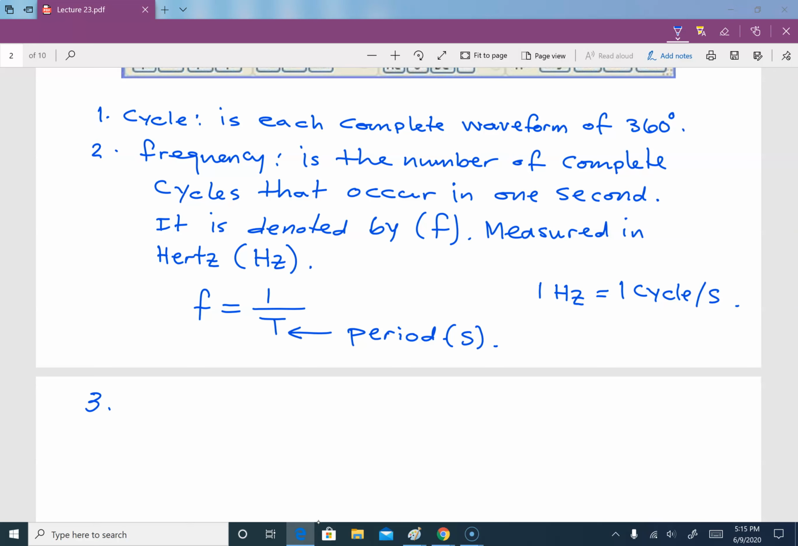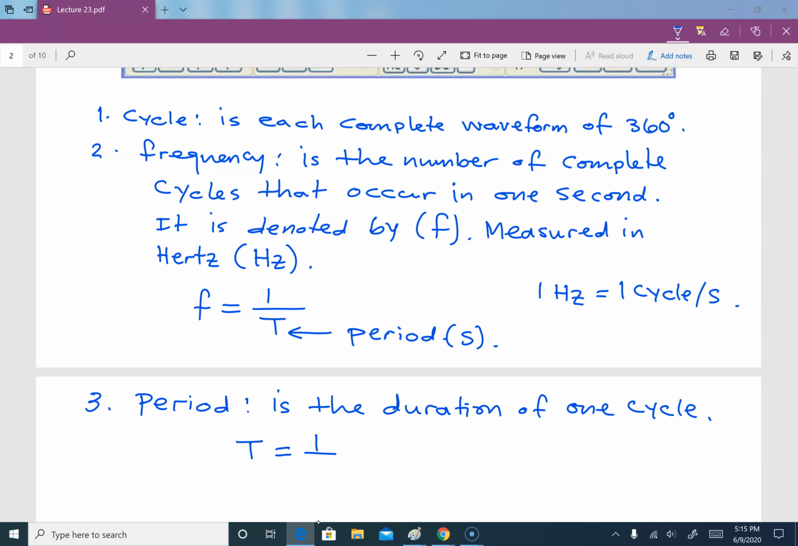The third term is period. Period is the duration of 1 cycle. So period is equal to 1 over f.